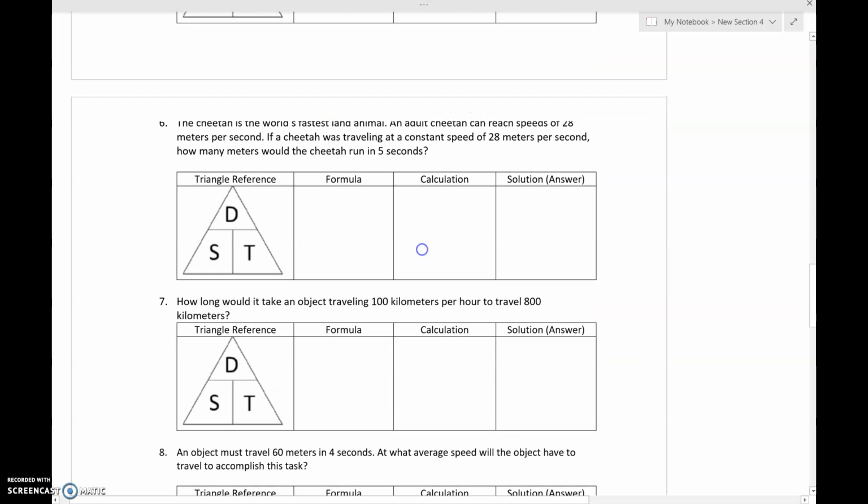And let's move on to number 6. The cheetah is the world's fastest land animal. An adult cheetah can reach speeds of, you can't see it here, but it should say 28 meters per second. If a cheetah was traveling at a constant speed of 28 meters per second, how many meters would the cheetah run in 5 seconds? So we are given a speed and a time, and it's asking us how many meters.